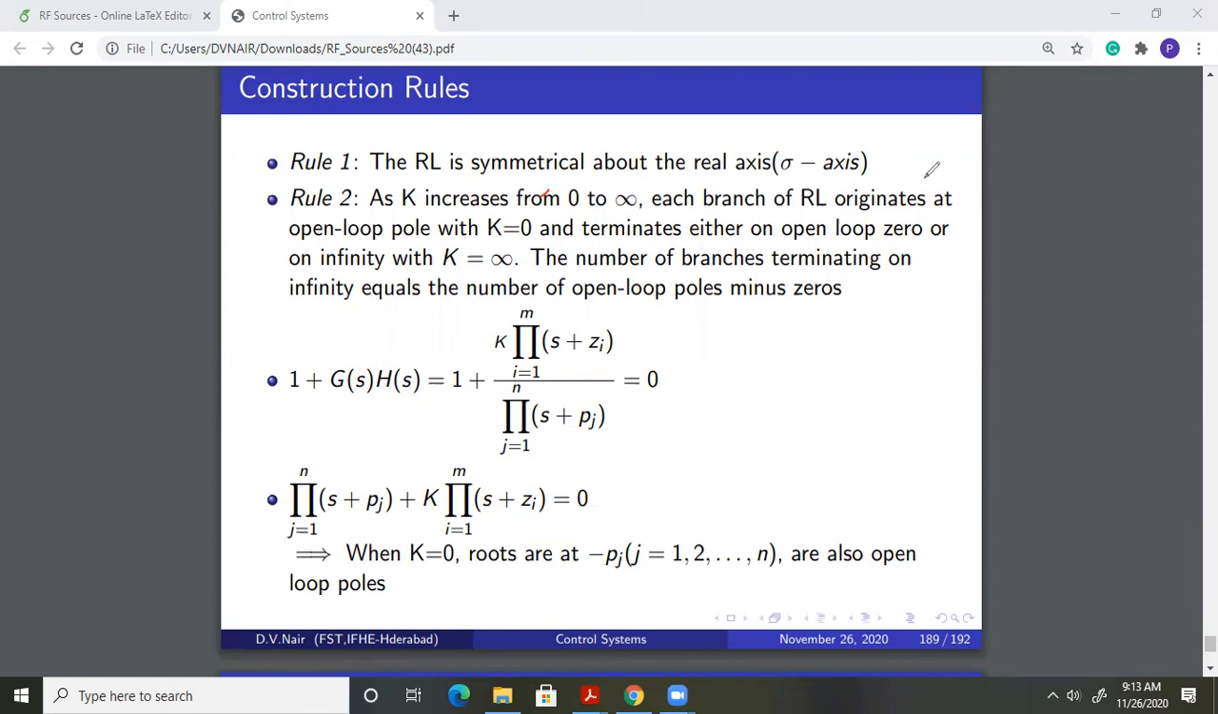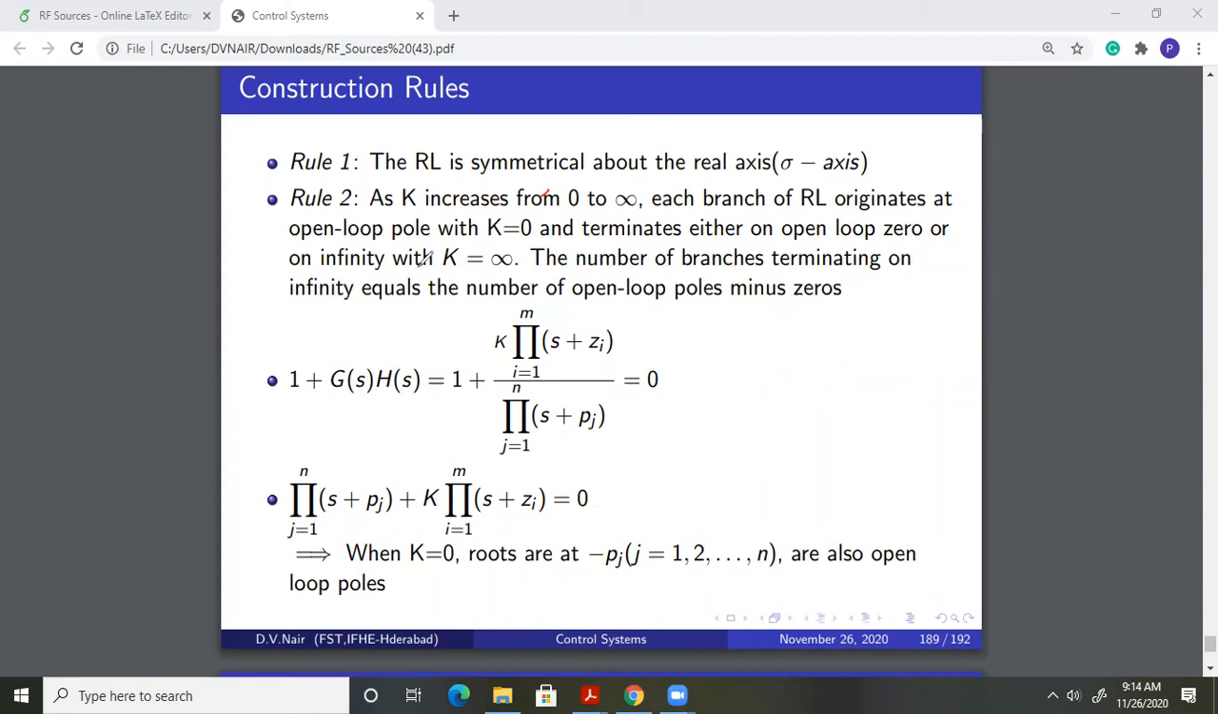It is telling us that as k increases from 0 to infinity, each branch of the root locus originates at an open loop pole with k equal to 0 and terminates at either an open loop zero or infinity with k equal to infinity. We will see how it has come to be like this. The number of branches of the root locus will always be equal to the number of open loop poles.